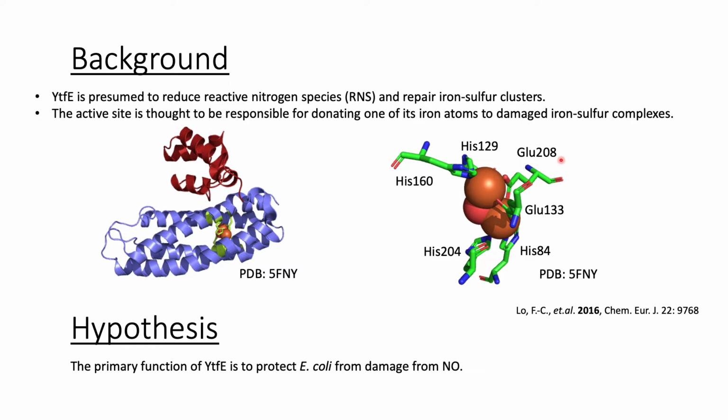The irons are coordinated to the protein through different histidines, with iron 2 being coordinated by histidine 84 and histidine 204, and iron 3 being coordinated by histidine 129 and histidine 160.